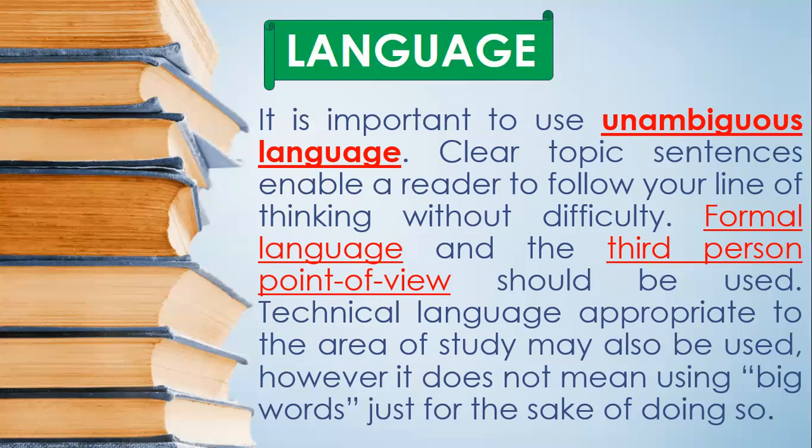You made use of language or words that are at the level of understanding of your readers. So what are the things that you have to take note of when you are writing or using this required and prescribed language in your academic text? It has to be formal language and it should be in the third person point of view.